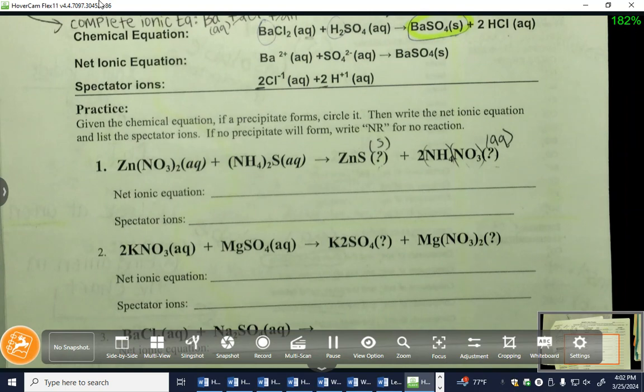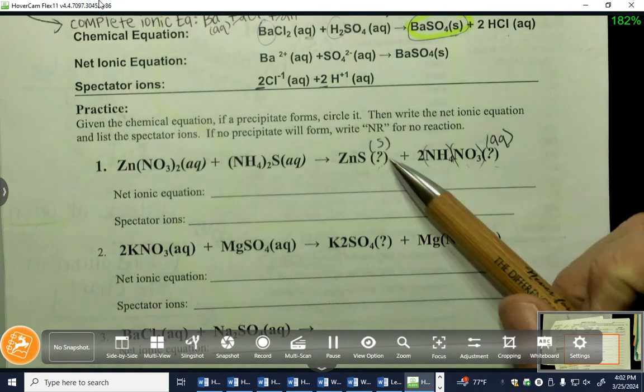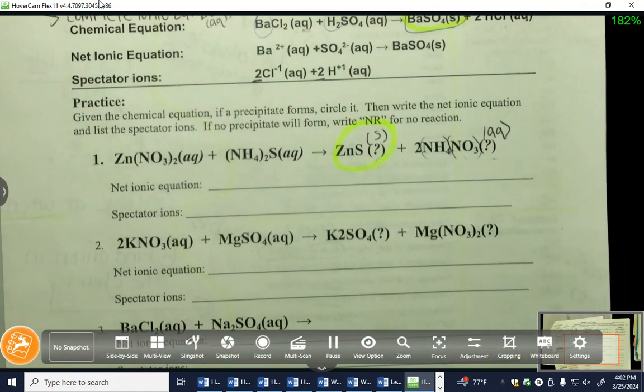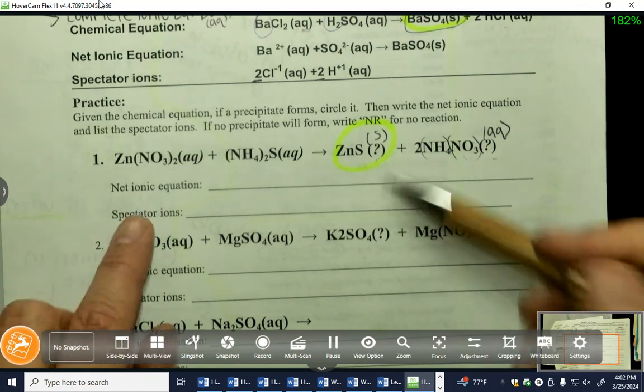Nitrate and ammonium. They're both on the aqueous one, right? So, okay. Now that we know that, who is my precipitate? Zinc sulfide right there. Okay. All right. So, what do you do next to get our net ionic?